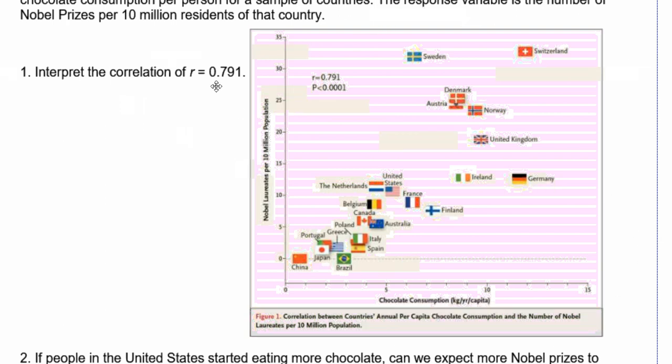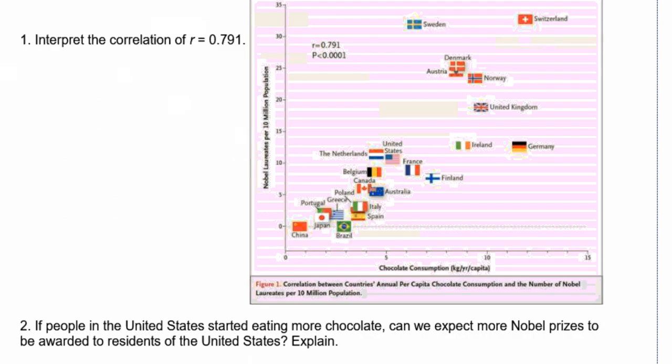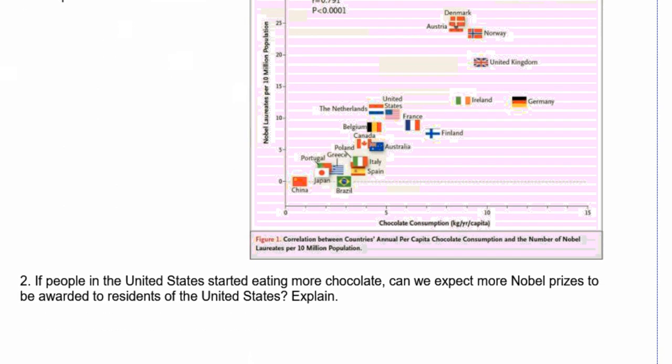And we know that the correlation coefficient is 0.791. You're going to give me an interpretation of that. And then you are also going to tell me if the people in the United States started eating more chocolate, can we expect more Nobel Prizes to be awarded to the residents of the United States? Why or why not? So you're working on that with your peers. Before you did see the 2.3a application. Again, please make sure you're working on completing that. We'll take a look at that at our next class tomorrow and go over it in more detail.